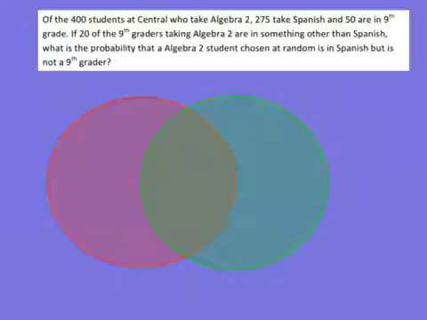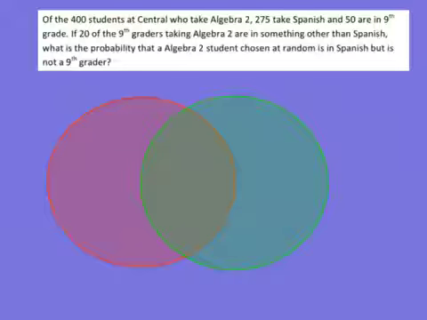Hey, Algebra 2. Here's another Venn diagram problem. And we know that this is a Venn diagram problem because someone could take Spanish and be a ninth grader, so we know that there is some overlap. Alright, so again, we start with the overlap.